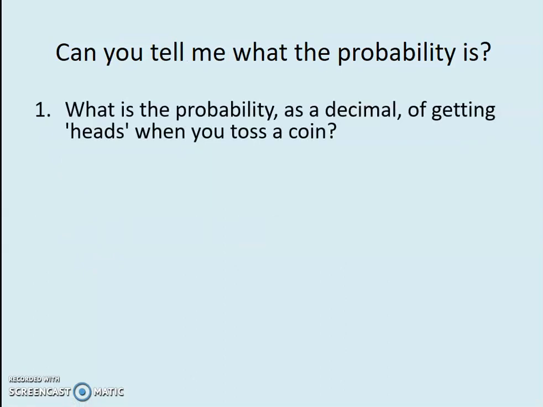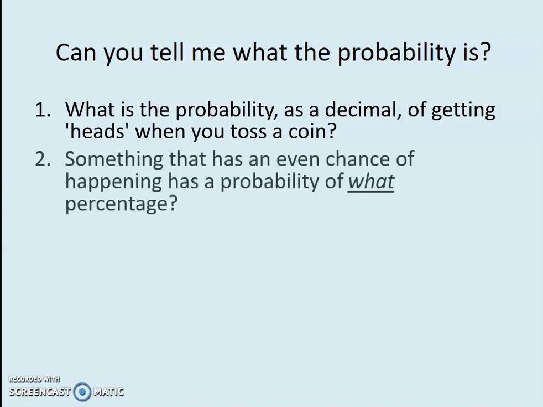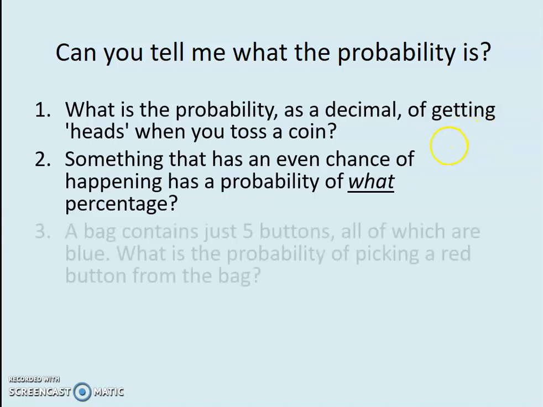What is the probability as a decimal of getting heads when you toss a coin? Getting a head is 1 out of 2 chance, that is 0.5 or 50%. Something has an even chance of probability. Even chance means 50% it can happen, 50% it will not happen. So it is again 0.5 or 50%.